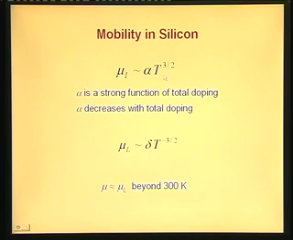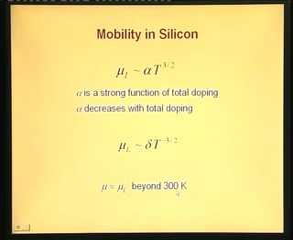So mu I varies as T power 3 by 2. This mobility increases with temperature because scattering reduces as a function of temperature. But the scattering increases with doping, so the coefficient alpha is a strong function of total doping, and alpha decreases with total doping. For lattice scattering, the formula is a constant delta into T power minus 3 by 2. These powers 3 by 2 and minus 3 by 2 are derived from theory. In practice, the powers are somewhat different.